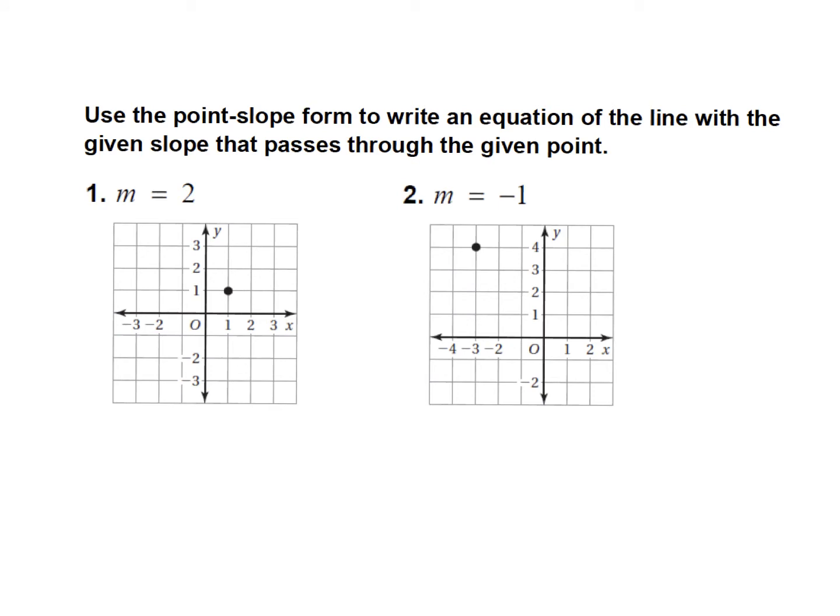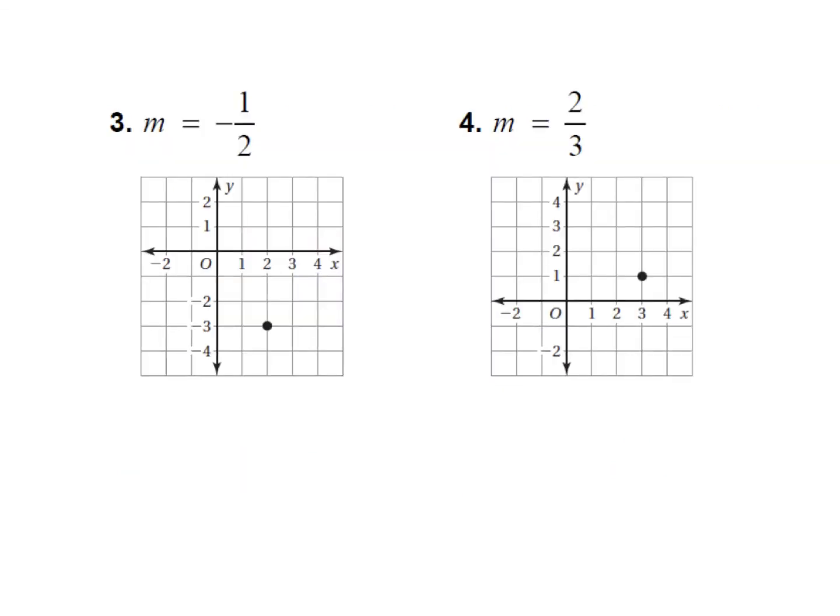You can go ahead and pause the video and do 1 and 2. Again, I want to get the equation. So 2/1 is my slope. I'm going to go the other way. So y equals 2x minus 1. I'm going to go this way. This is going to be y equals negative 1x plus 1. Go ahead, pause the video, do it again.